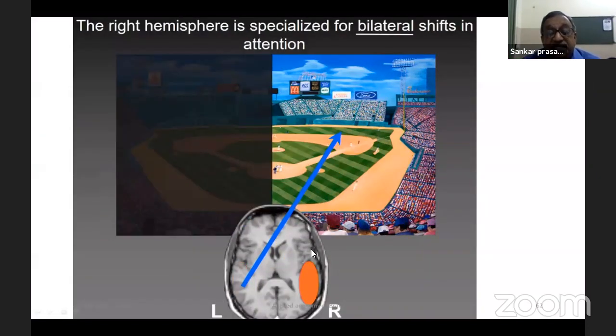So if there is a tumor on the right side and the problem comes, it is not at all visible. No. Yeah. Hmm. Yeah, I have a class. I'll come. Okay.